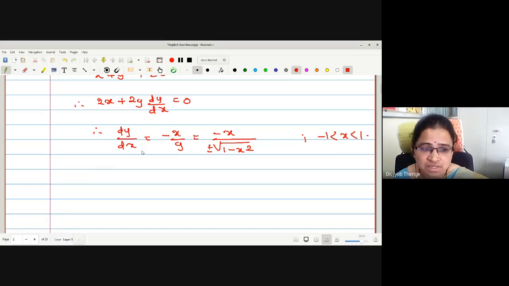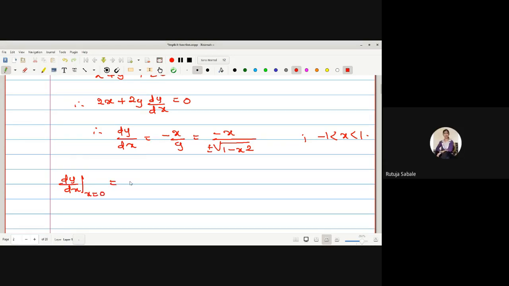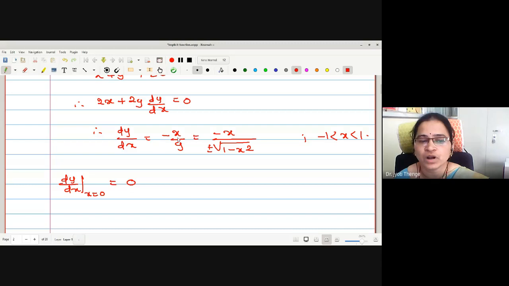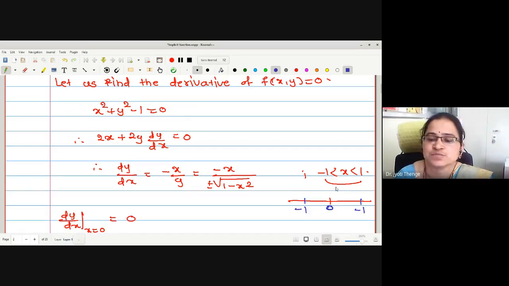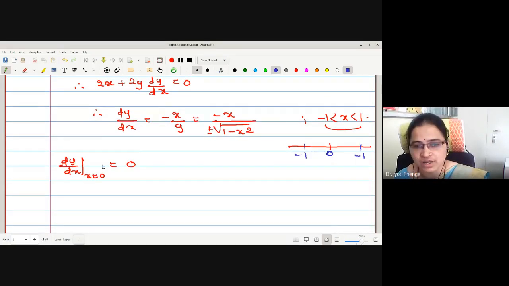Now, what is the value of this derivative at x equal to 0? 0. This is 0. Therefore, the function cannot be defined on this total interval minus 1 to 1, because this total interval includes the value 0 as well. Correct? The derivative of the function at this point is 0. Therefore, one cannot define this to be an explicit form of function on this whole interval, minus 1 to plus 1.